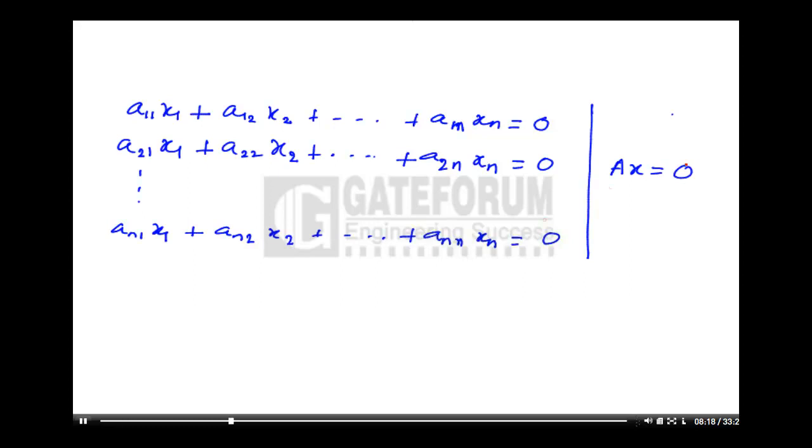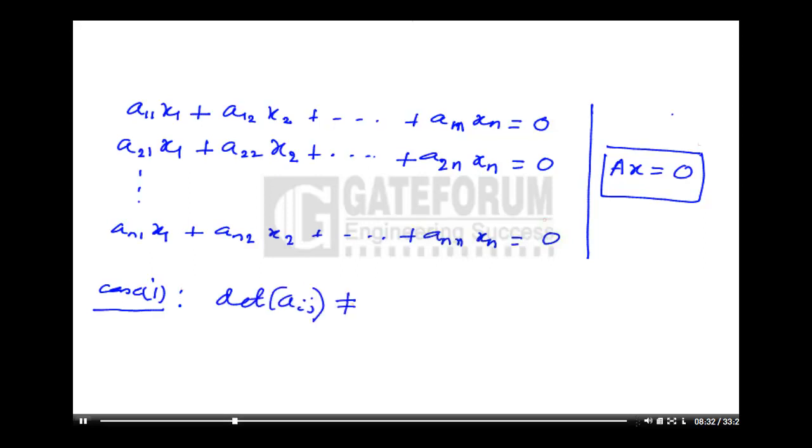Now, what will happen in this case, Ax is equal to 0? Two cases are there. Case 1: if the determinant of the coefficient matrix is not equal to 0, then by Cramer's rule, this homogeneous system admits a unique solution.